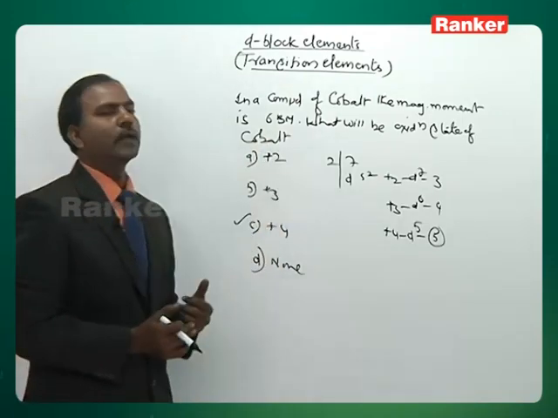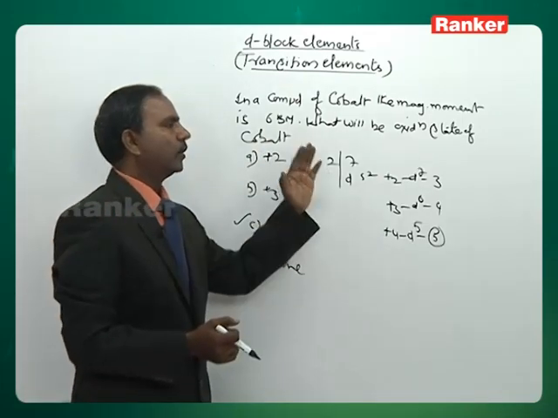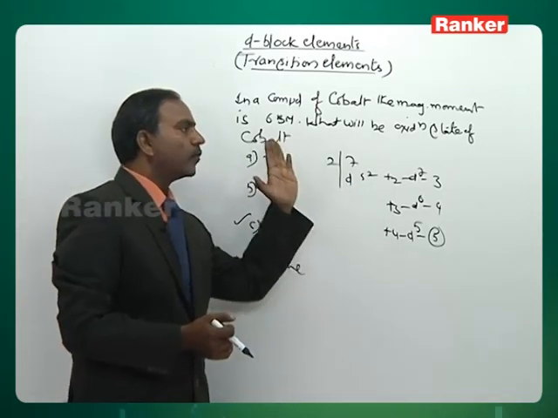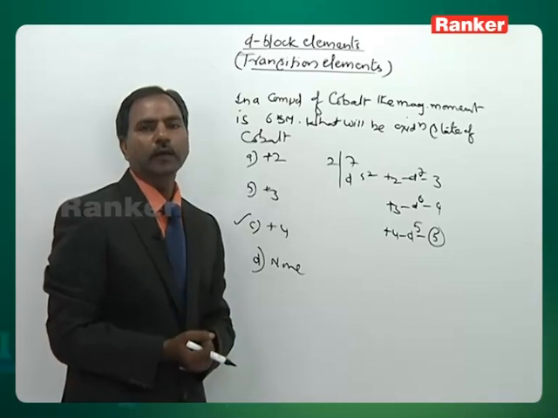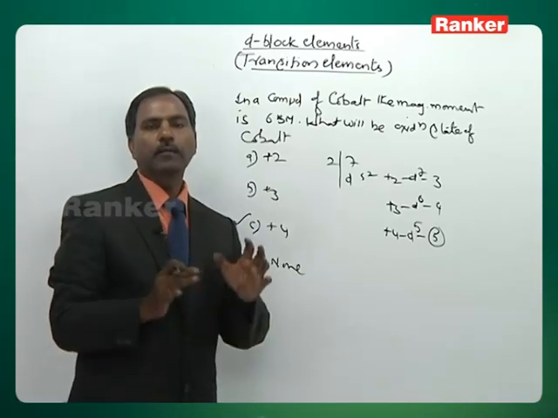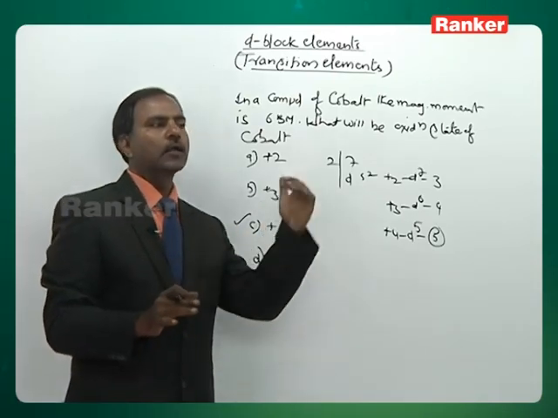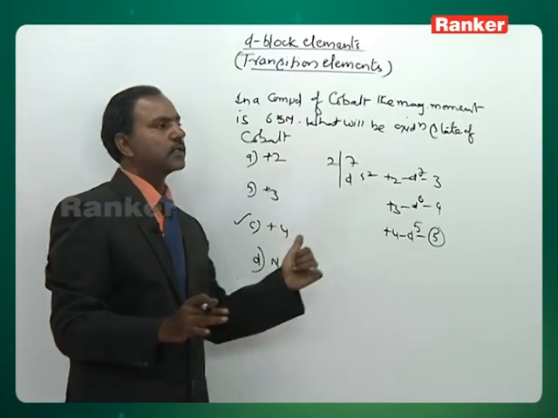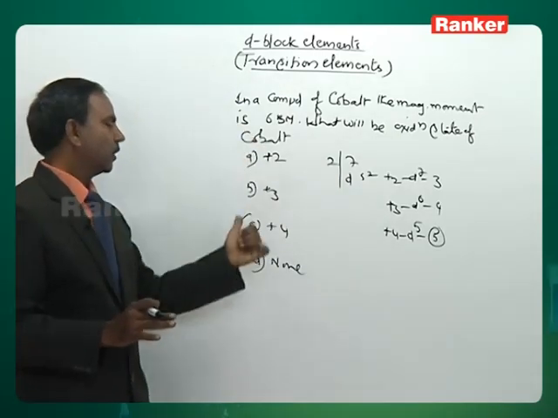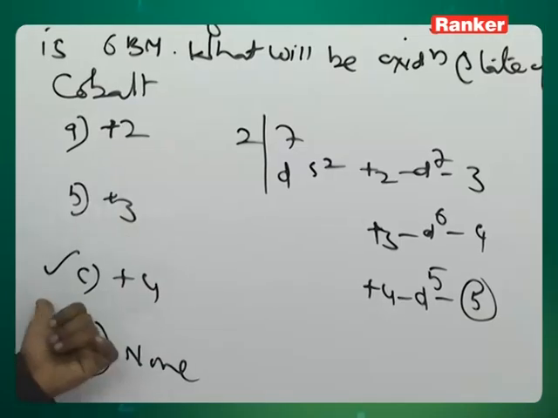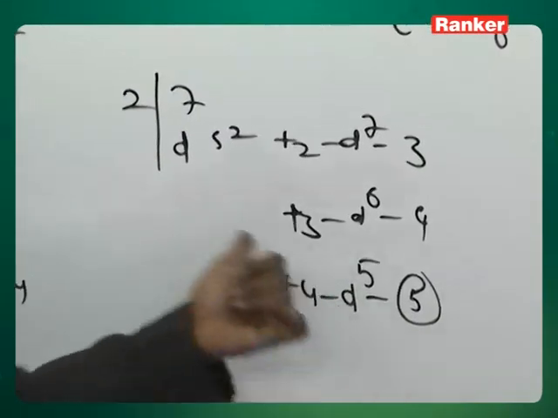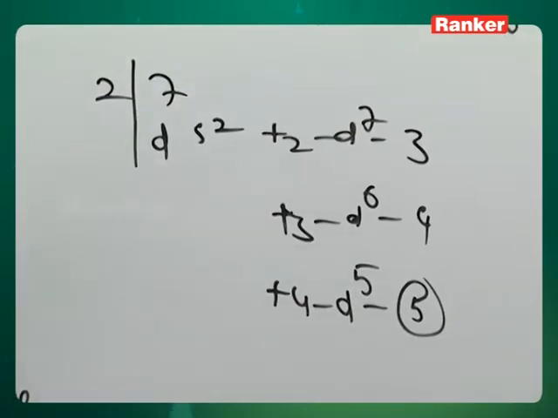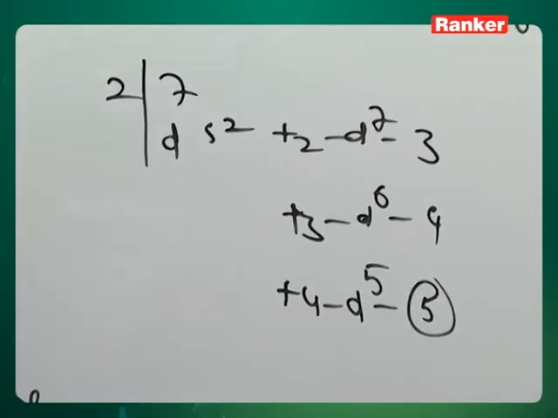So questions appear like this. They will give the magnetic moment and ask what the oxidation number is. Then you have to check according to the given magnetic moment. First, you have to check the number of unpaired electrons. Accordingly, see which oxidation number is the correct answer. According to this particular question, the answer is +4. In +4, it is carrying d5 configuration, 5 unpaired electrons. Then the magnetic moment is 5.92 BM. So the answer is C.